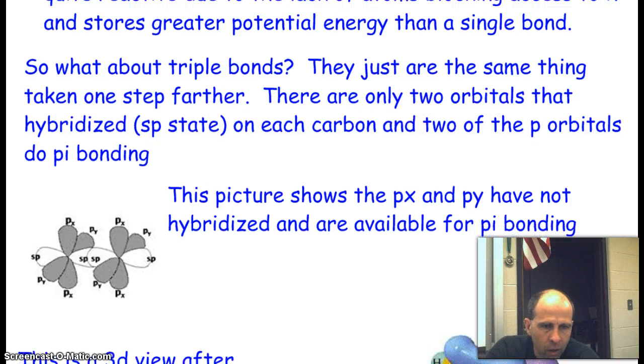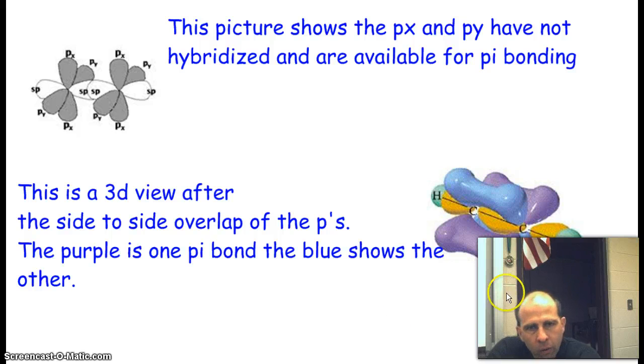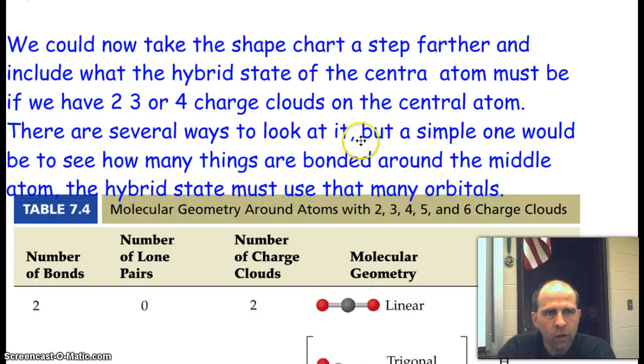This side-to-side overlap kind of looks like this in 3D. The yellow in here shows the sigma bonds from the hybrid orbitals between the carbons and between the C and the H. And then the blue and the purple here are showing, they kind of got it turned a little bit on angles to see it better, but those are the 2 pi bonds. This would be a triple bond, and this would be acetylene, which is very, very active stuff, and of course is the gas used in cutting torches.